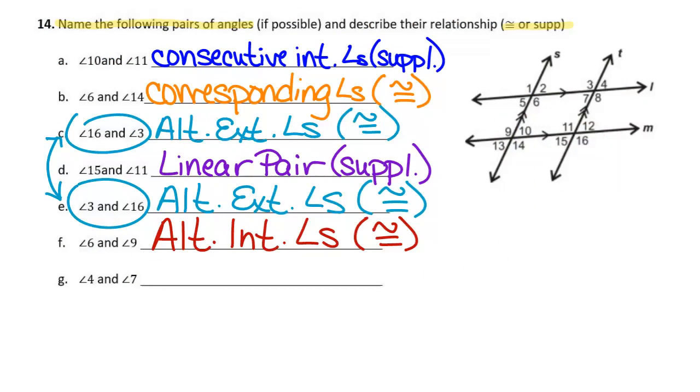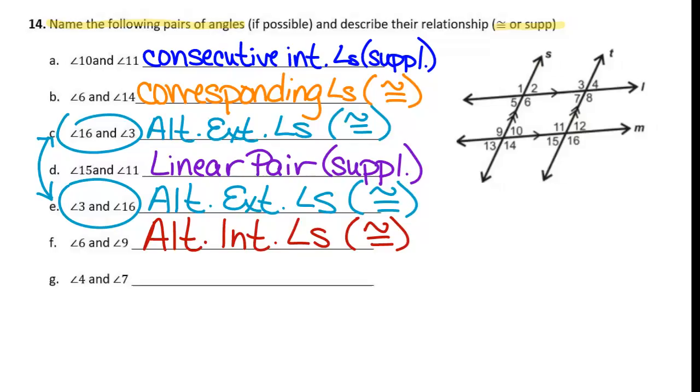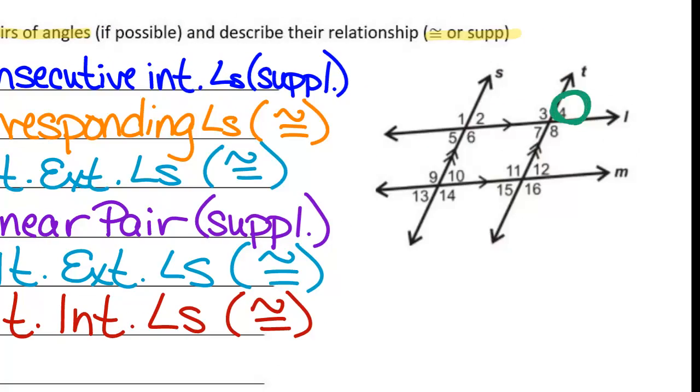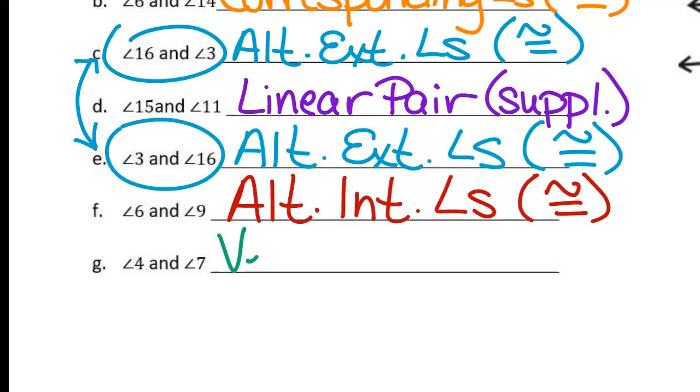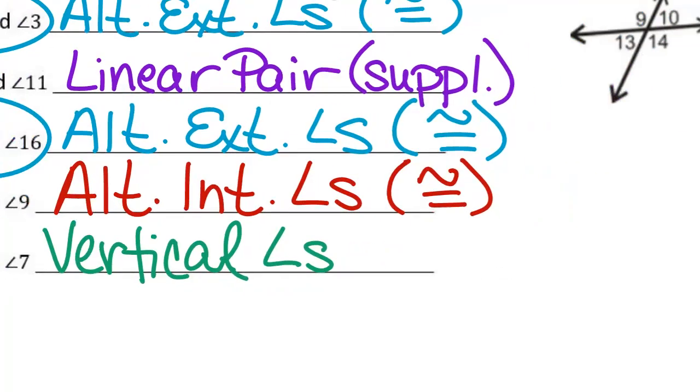Last one. Angle 4 and angle 7. Angle 4 is right here. 7 is right here. What do we call these? Vertical angles. Are vertical angles congruent or supplementary? Congruent.